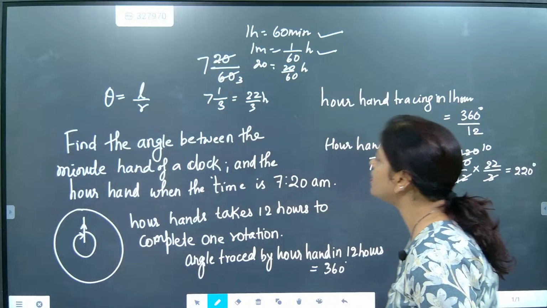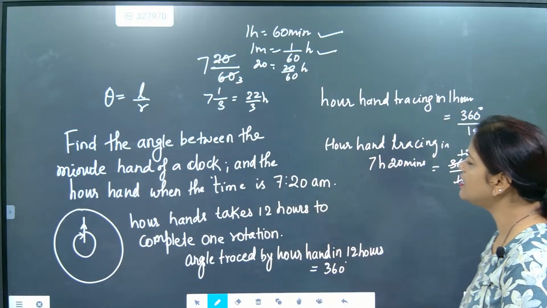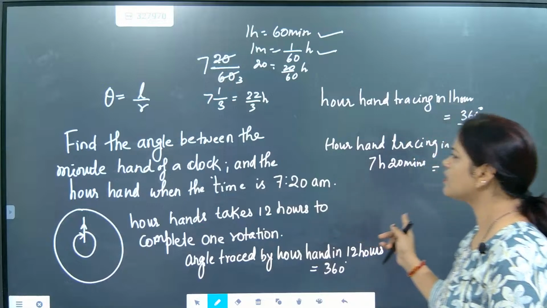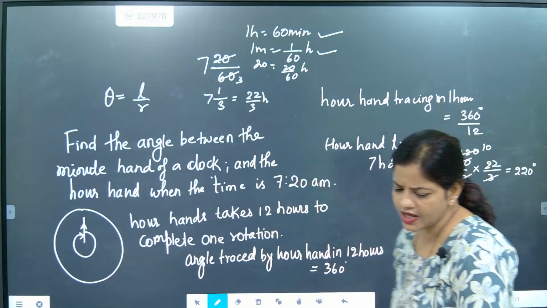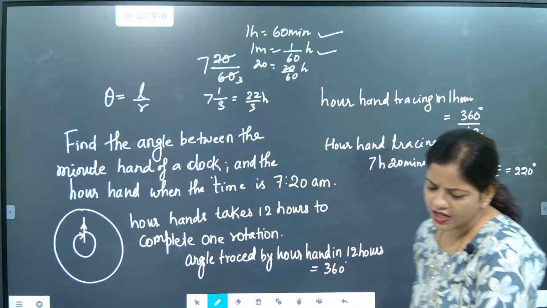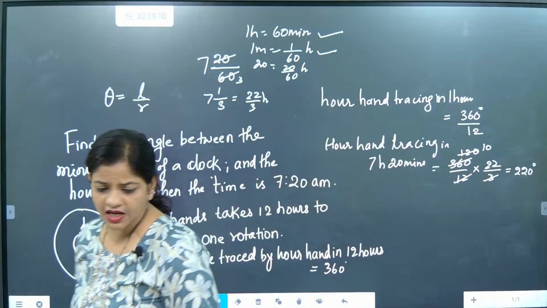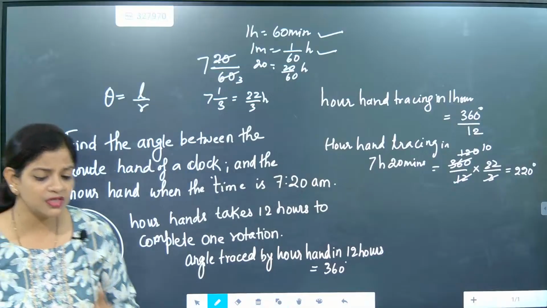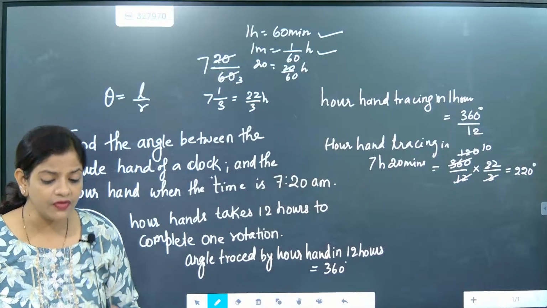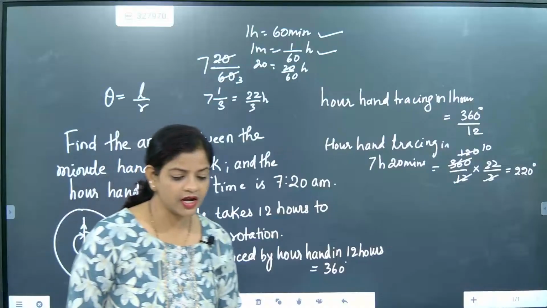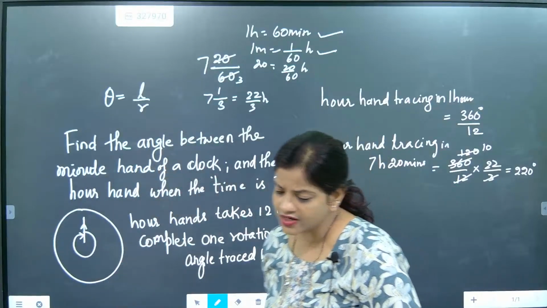Now beta, once we got the degree, we have all the work done. Because what is the angle between the minute hand of the clock and the hour hand when the time is 7:20 a.m.? So 100% it is coming as 220 degrees. But beta, is this the correct answer? No, because this is exactly the angle subtended by the hour hand. Now we have to check for the minute hand beta, because two hands are there.